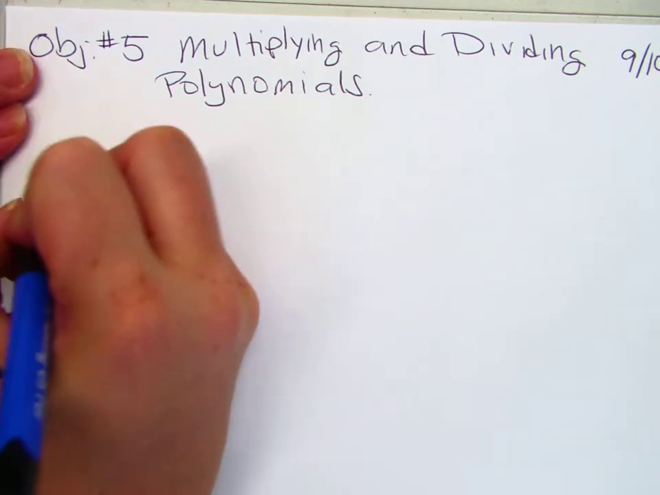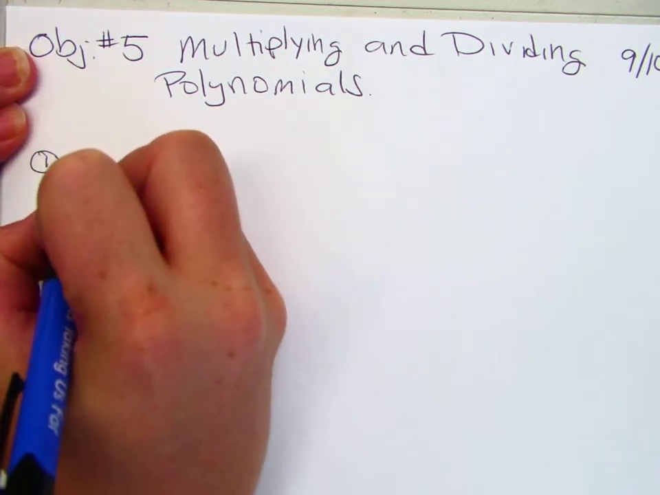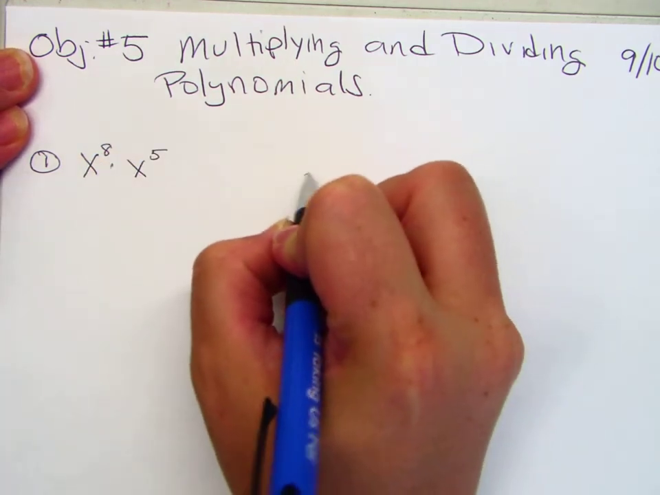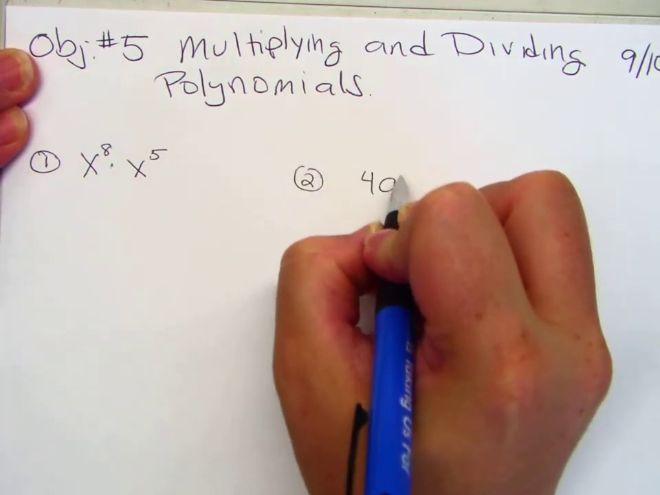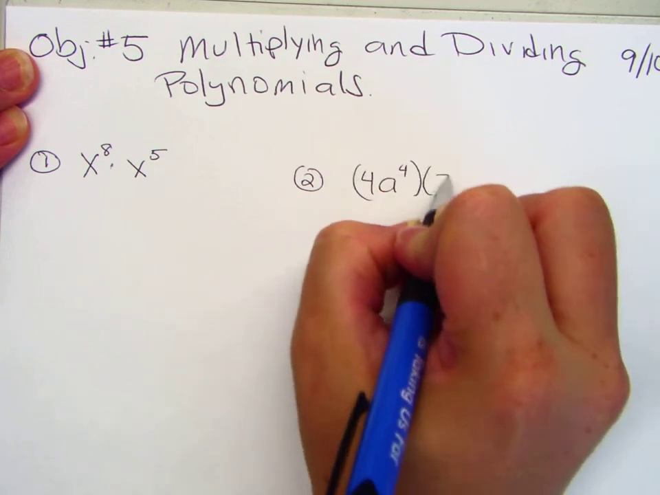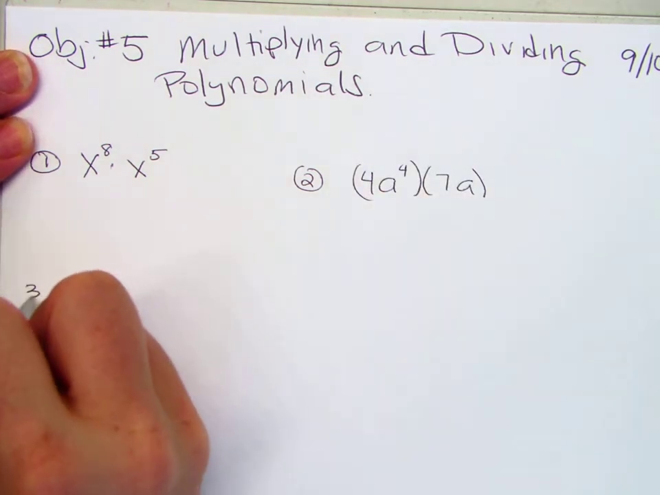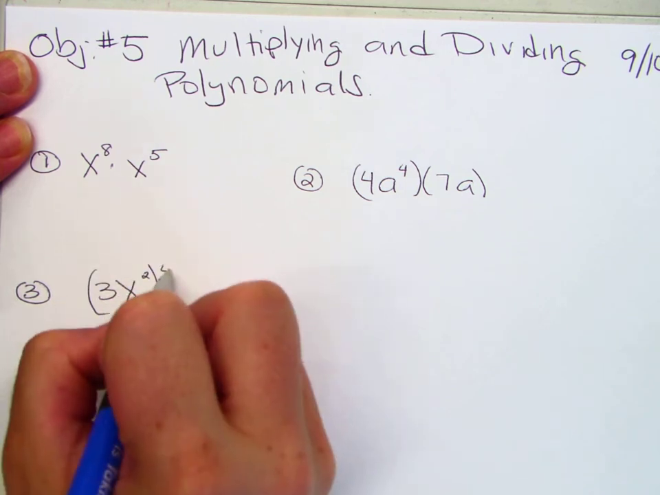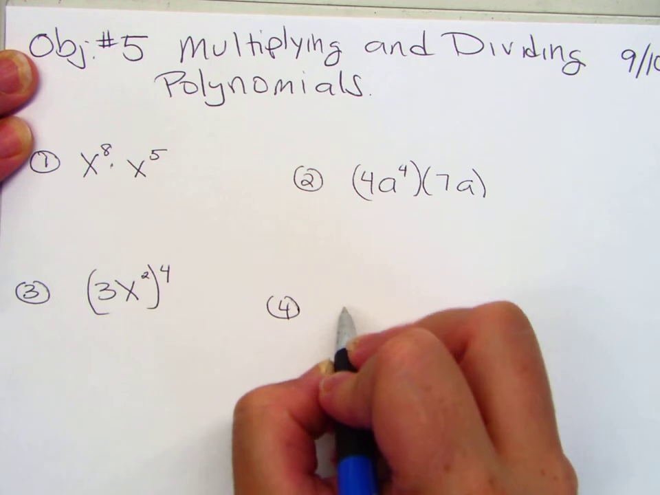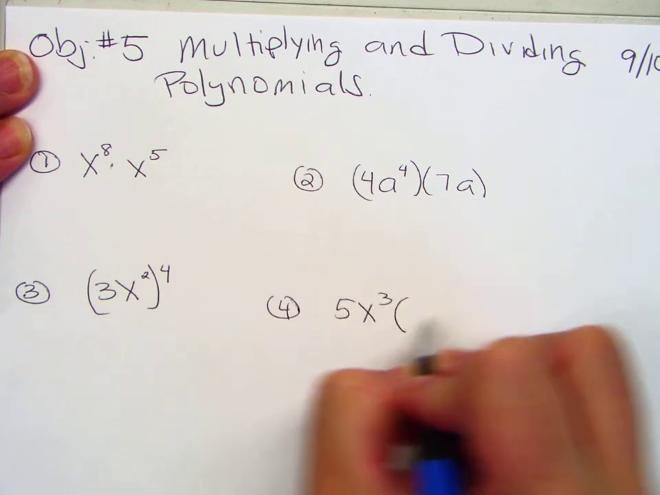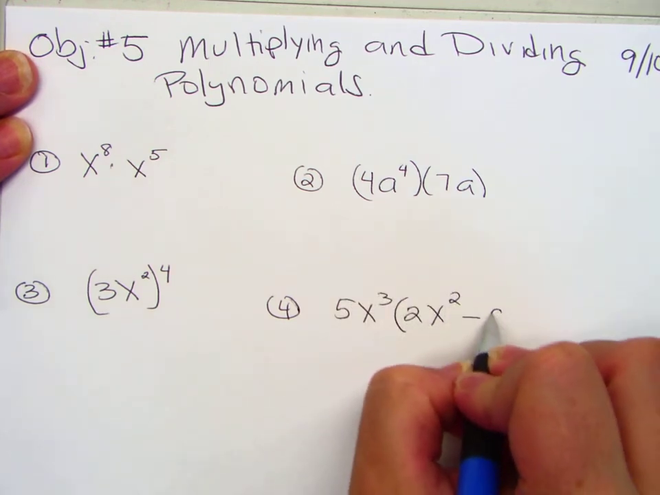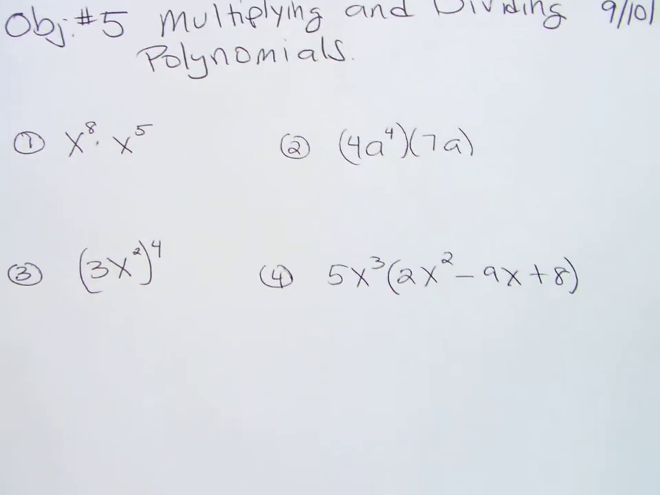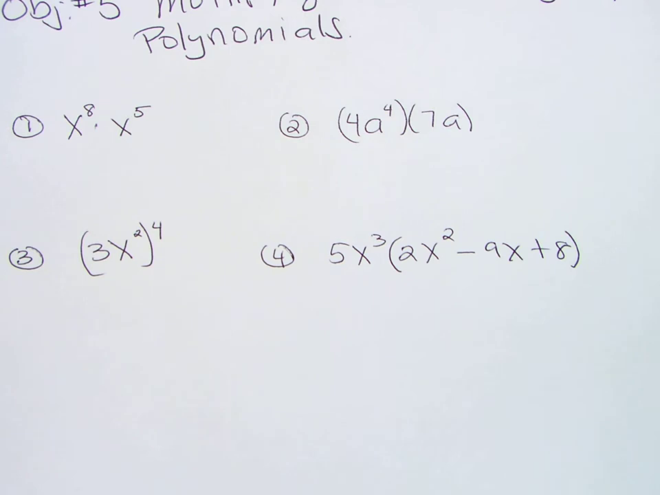Okay, so number 1, x to the 8th times x to the 5th. Number 2, 4a to the 4th times 7a. Number 3, 3x squared to the 4th. And number 4, 5x to the 3rd times 2x squared minus 9x plus 8. So pause the video and simplify each of those following expressions.